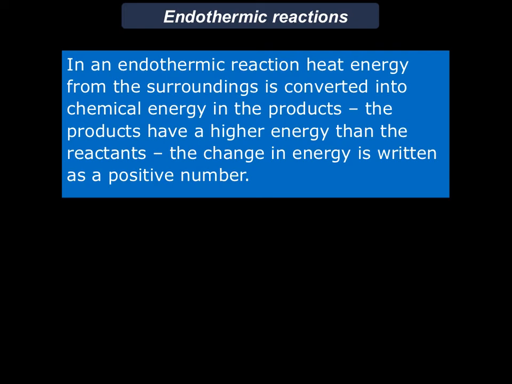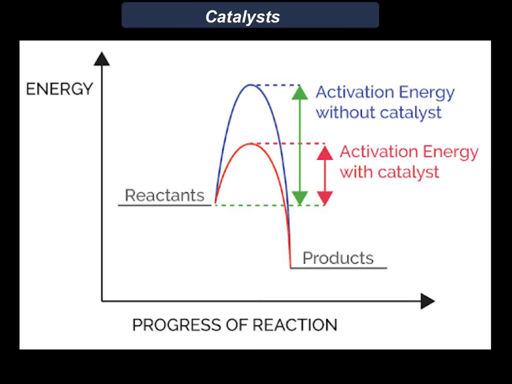Now before we leave these reaction profile diagrams, we are going to consider the effect that a catalyst has on one of them. Now we know from our rates topic that a catalyst speeds up a chemical reaction. We know that it does this and it's not used up in the process, but we are adding a bit onto our knowledge now, and we are going to learn that a catalyst actually speeds up a chemical reaction by providing an alternative pathway with a lower activation energy.